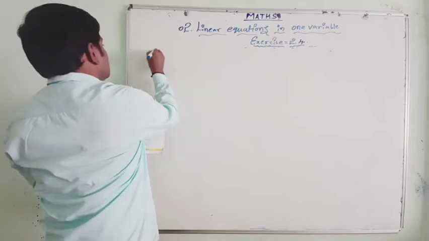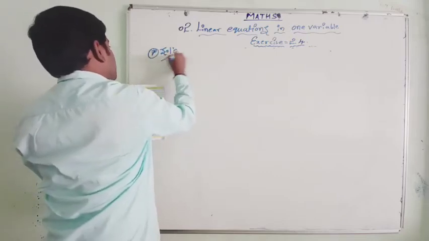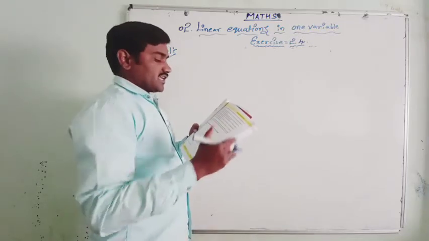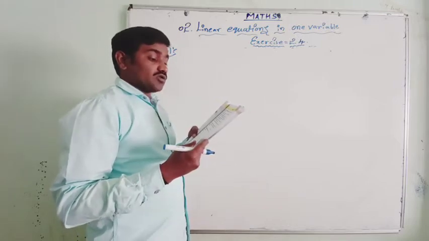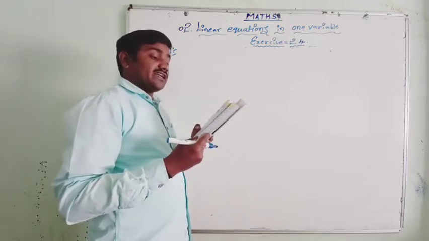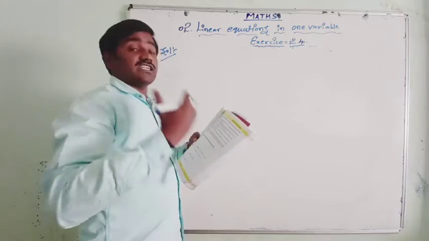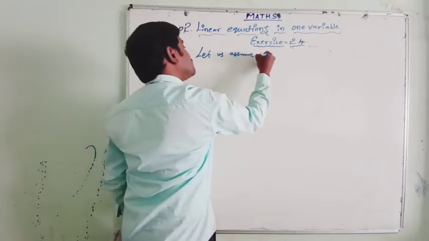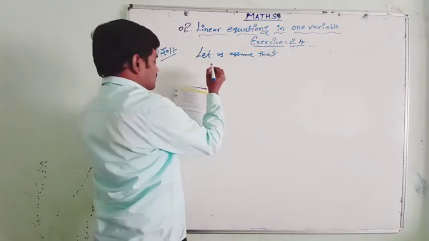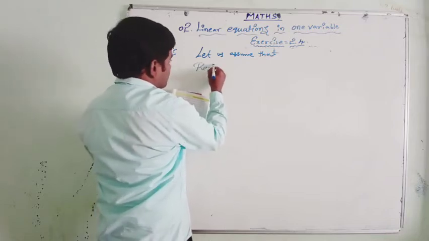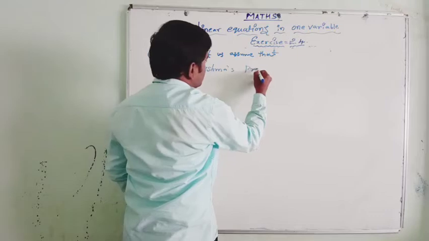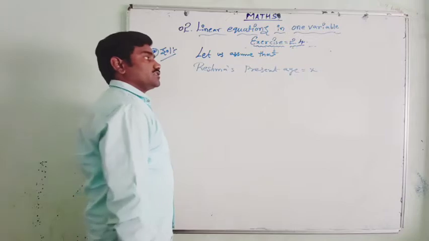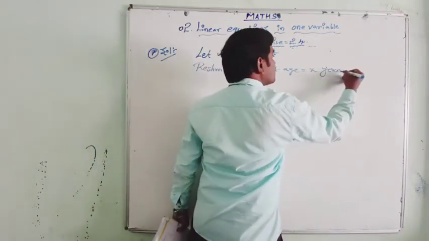So here, let us go for the 7th solution again. This question also will be the same. In 5 years' time, Reshma will be 3 times older than when she was 9 years ago. Okay, let us find out Reshma's present age. Let us assume first that Reshma's present age is X years.